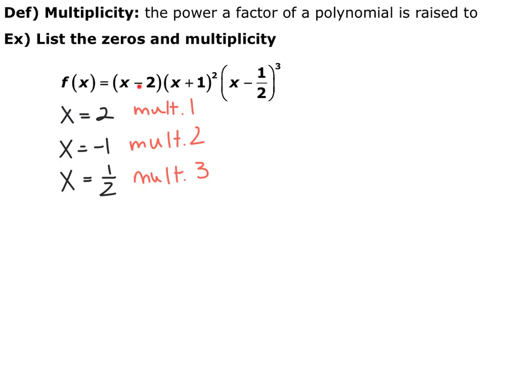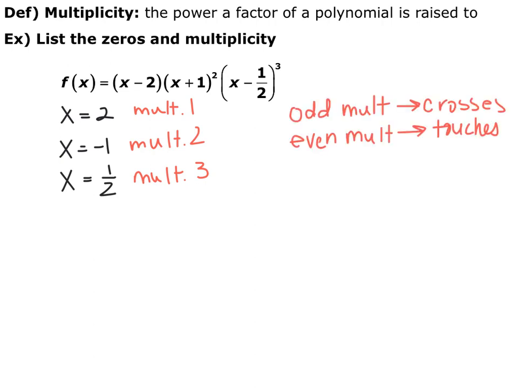So we have a zero of x equals 2, x equals -1, and x equals 1/2. This first one, we don't write it. There's an invisible 1 here, so it has a multiplicity of 1. This second one, x equals -1, has a multiplicity of 2, and this third one has a multiplicity of 3. So what does the multiplicity mean? The multiplicity is telling you what's happening on the polynomial at that specific zero.